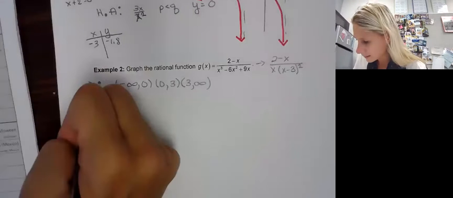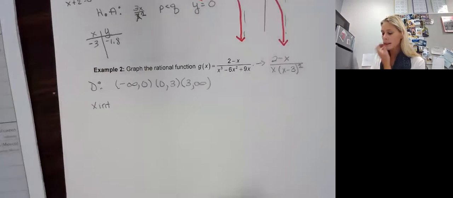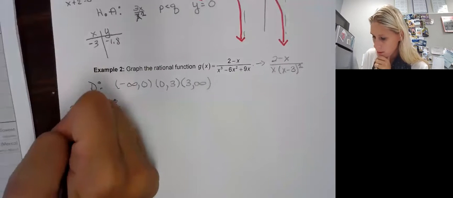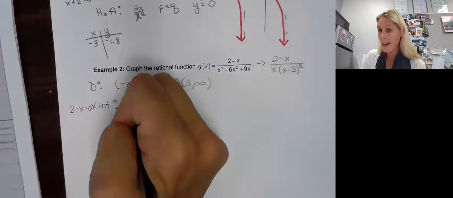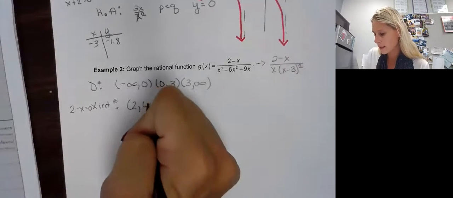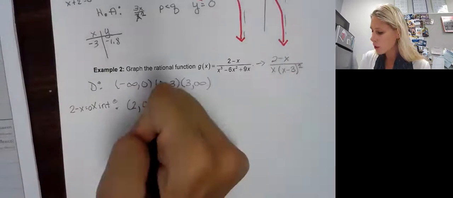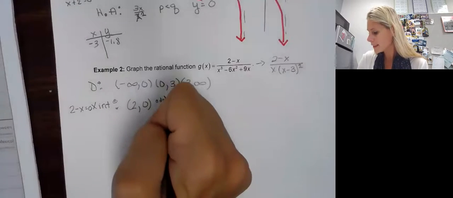Let's do our x-intercepts next. Okay, set our numerator equal to 0. When I do that, I get that x equals 2. Remember, at an x-intercept, y is 0. This is to the first, so this is an odd, which means it crosses.